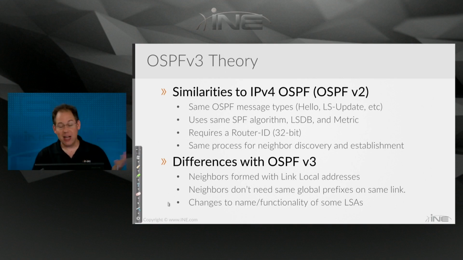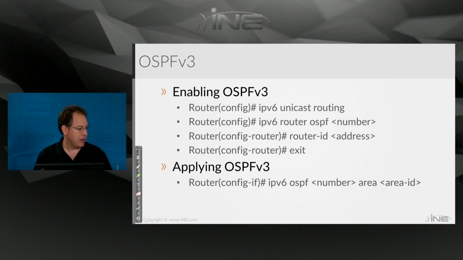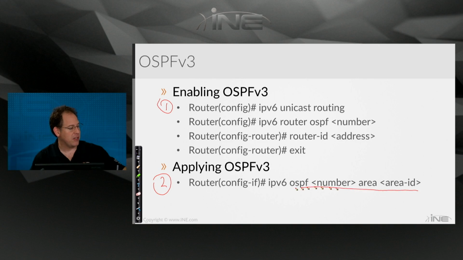So how do we enable OSPFv3? Real easy. Step number one is to enable IPv6 unicast routing if you haven't already done that. Now, what I like to do for step number two is actually go right to my interface and enable OSPF on the interface, just like I did for EIGRP for v6.